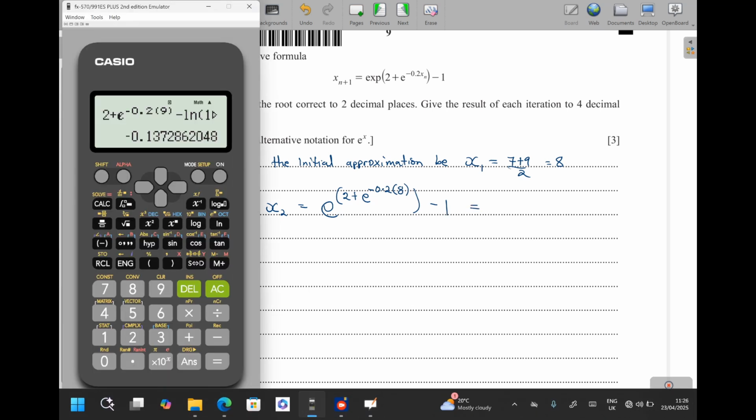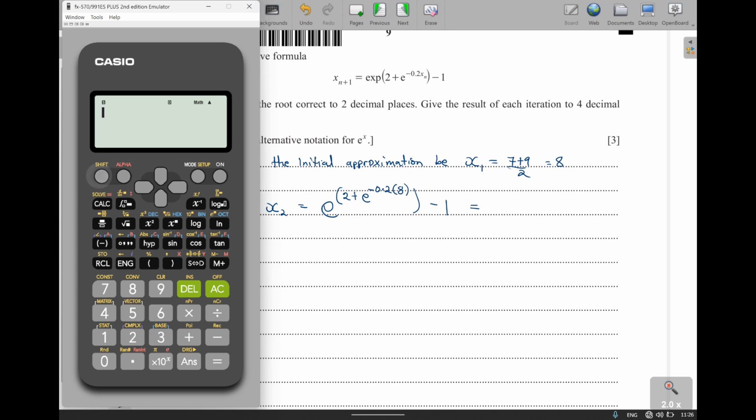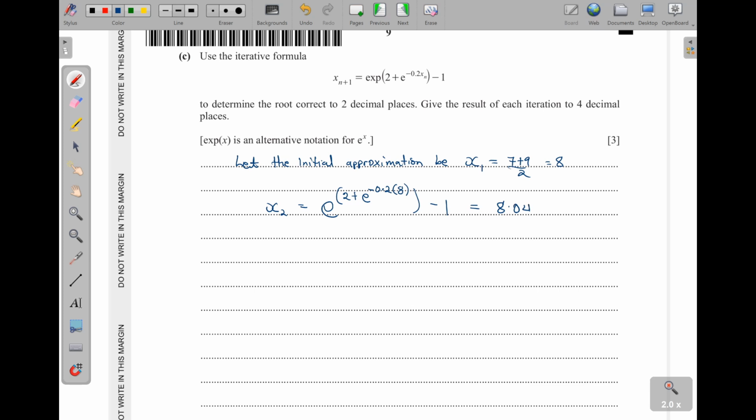Now you get your calculator. We are going to put e to the power of 2 plus, then again another e to the power of negative 0.2 times 8. Then we come down here and say minus 1. So this one will give us 8.04. They said we give the result of each iteration to 4 decimal places, so this one is going to be 8.0421. Then what is x3?